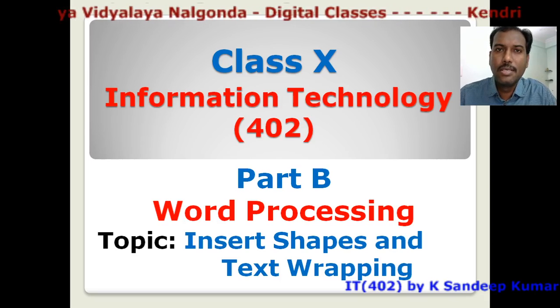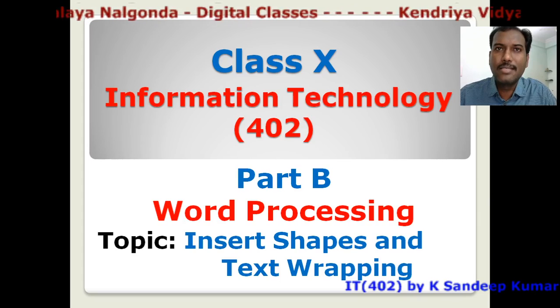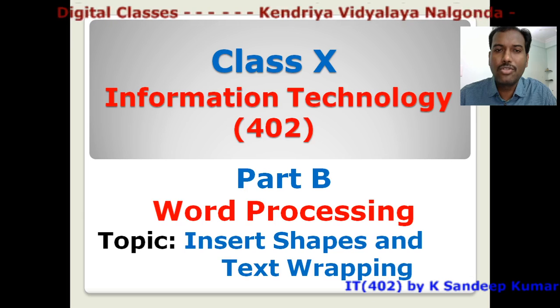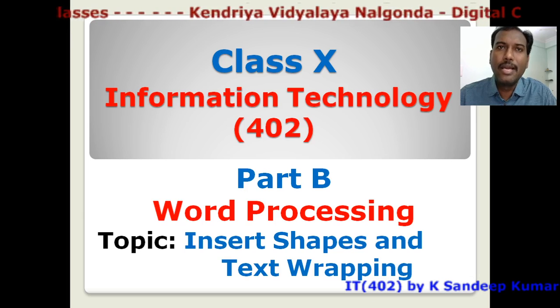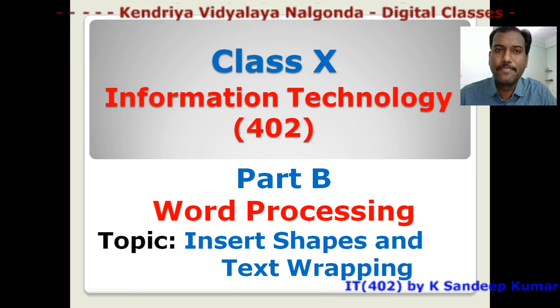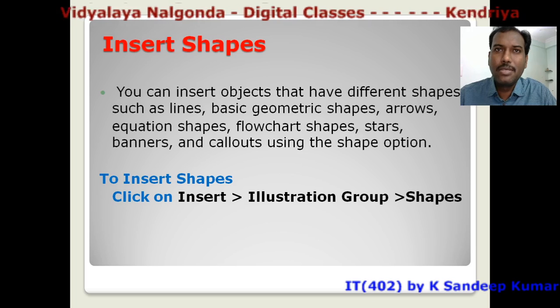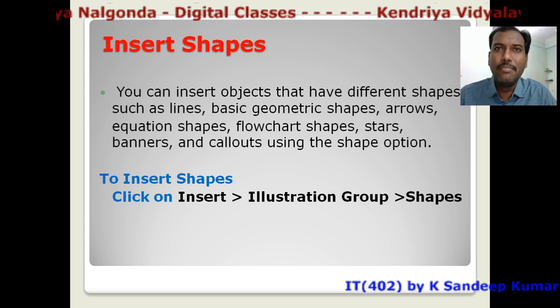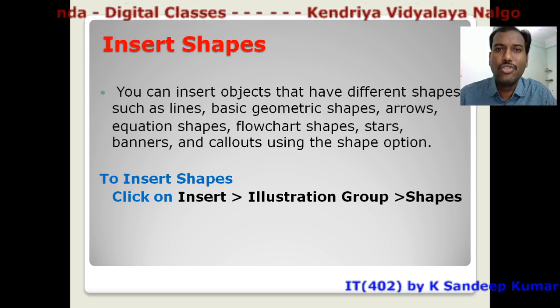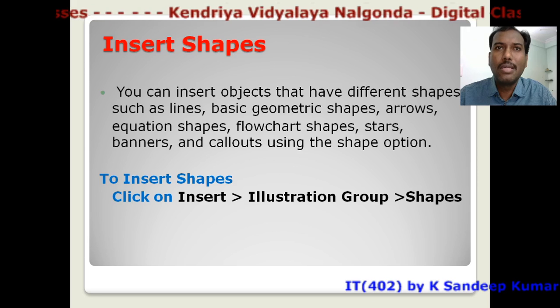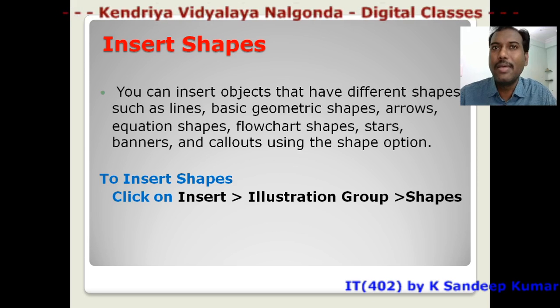Hello students, today we are going to discuss class 10 information technology part B word processing, and today's topic is how to insert shapes and text wrapping. To insert shapes, all types of shapes are already available in the document. To draw any geometrical shapes, arrows, equations, flowcharts, all related elements are already available.